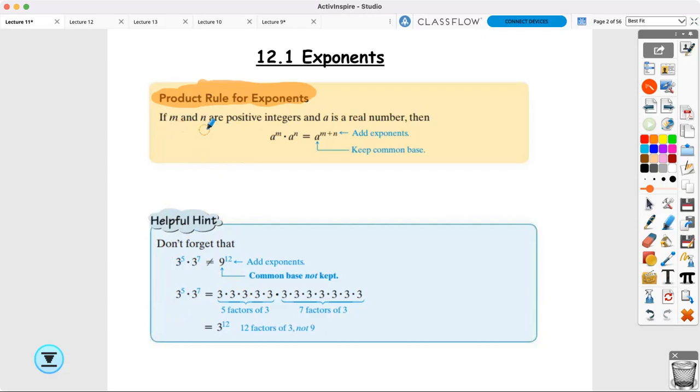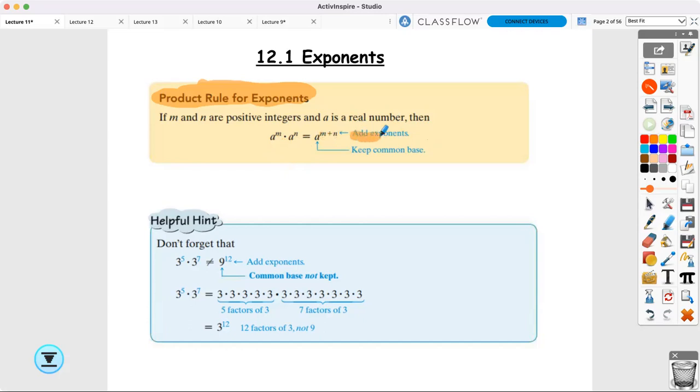So if m and n are positive integers, positive means positive numbers. Integers, we haven't really gone over. Integers are pretty much whole numbers, guys. All integers include negative whole numbers and positive whole numbers, but positive means we get rid of the negative ones. And a is a real number, then a to the m times a to the n is a to the m plus n.